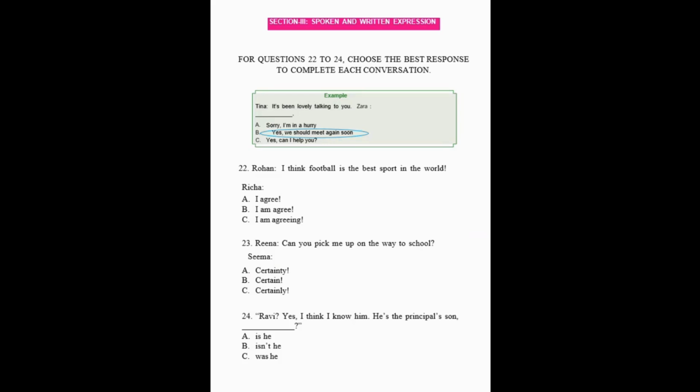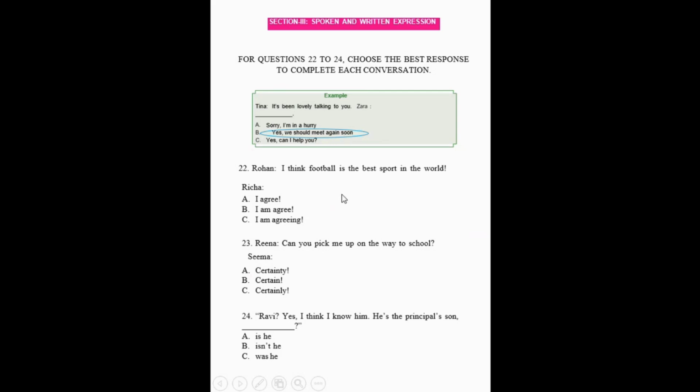Right? Parrot can fly very fast. Next section is about spoken and written expression. For example, there is an example given. Tina, it's been lovely talking to you. What would be Zara's answer? Our answer would be, yes, we should meet again soon. Right? Like this, these are the conversation ones.